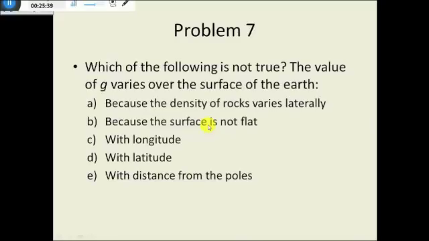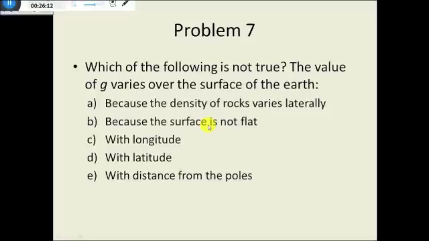So, okay, which of the following is not true? The value of G varies over the surface of the Earth because the densities of the rocks vary laterally, because the surface is not flat, with longitude, with latitude, with distance from the poles. So, think about it for a second and we can discuss each one.